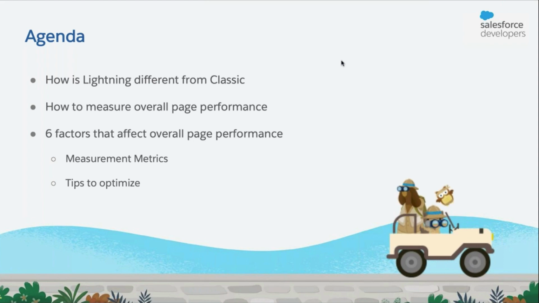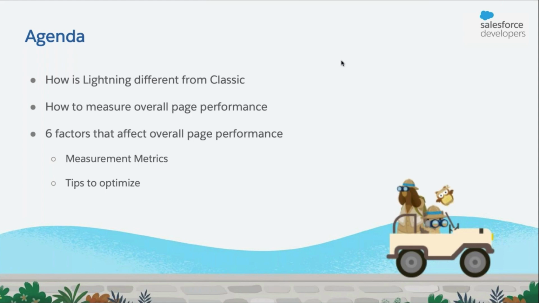So in our agenda, first we're going to start with what is the difference between Lightning and Classic. Most of you probably already have faced enough interview questions on this, but I'm going to cover it at a very high level to see how it is fundamentally different. And then we are going to talk about how you measure page performance. So it's not like you're going to have a stopwatch in your hand and measure. We have some metrics, and we are going to look at that.